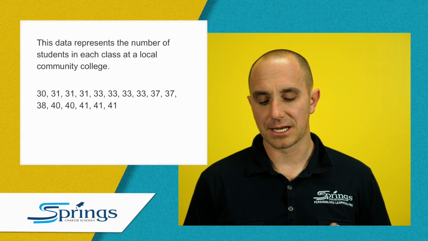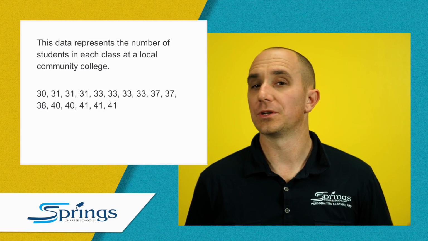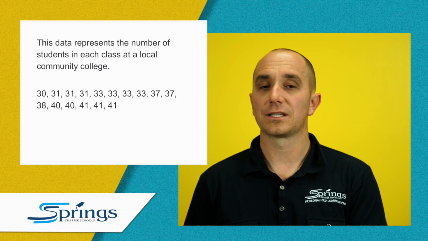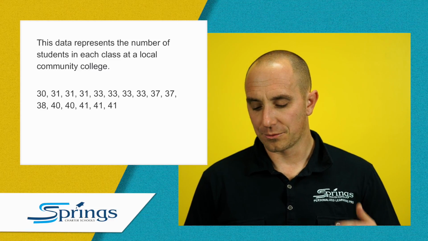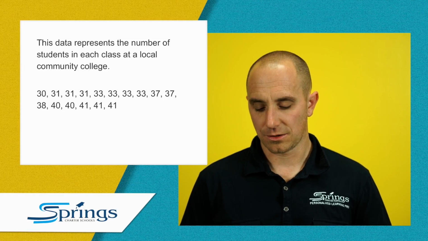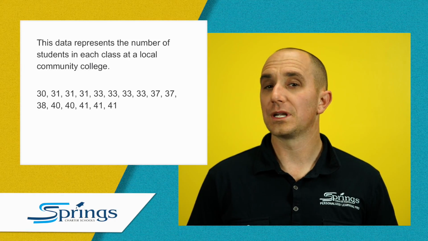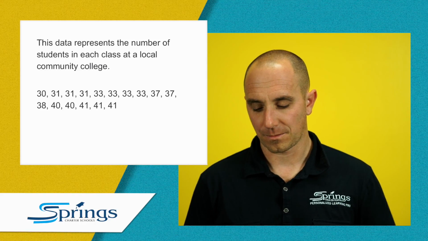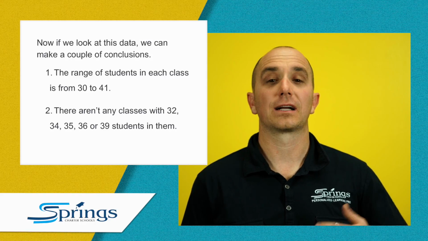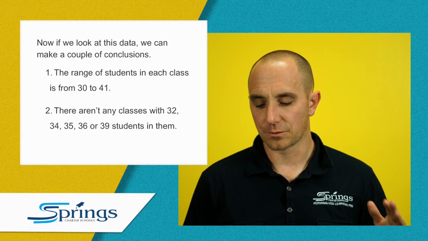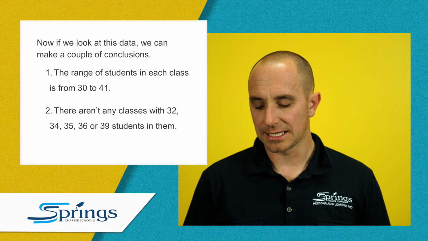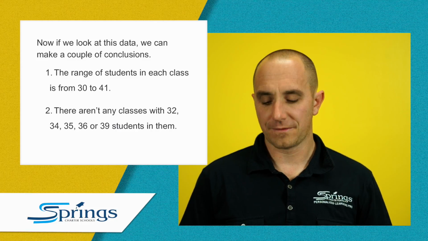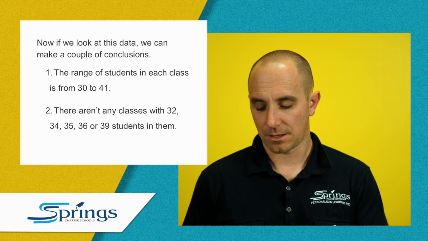This data represents the number of students in each class at a local community college. You can see I have all kinds of numbers spread from 30 to 41, and certain numbers repeat. Like 31 repeats 3 times, 33 repeats 4 times, 37 repeats twice. There's only one 38. There are 2 40s and 3 41s, so keep that in mind. Now if we look at this data, we can make a couple of conclusions. The first is that the range of students in each class is from 30 to 41. The second is that there aren't any classes of 32, 34, 35, 36, or 39 students in them.